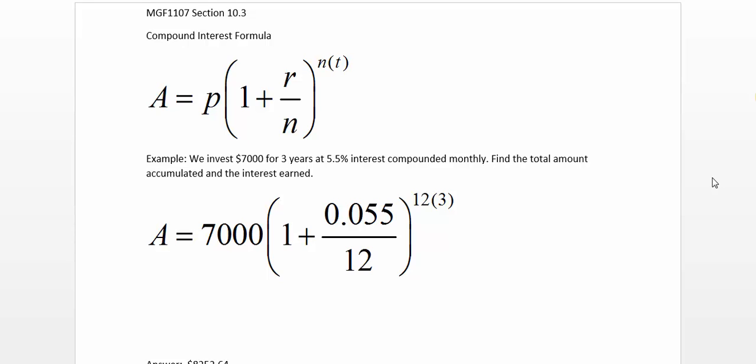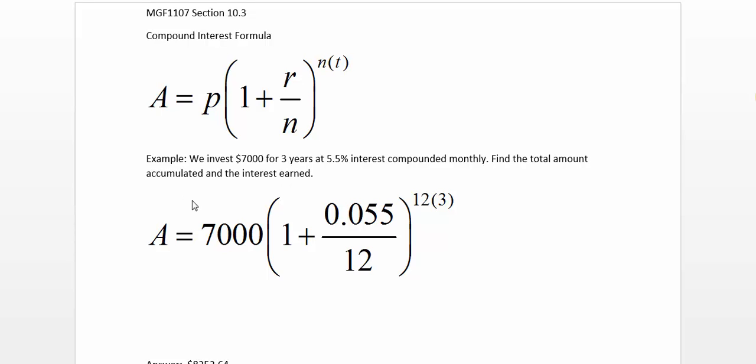This video will show you how to use a calculator to work the formulas in section 10.3. So the first formula I'm going to work on is the compound interest formula, which is shown right here. And here's an example. We invest $7,000 for 3 years at 5.5% interest compounded monthly. Find the total amount accumulated and the interest earned.